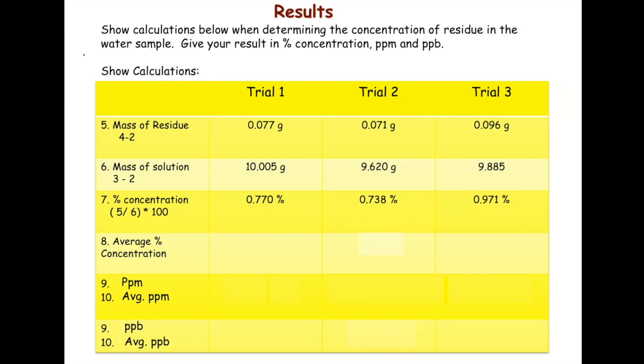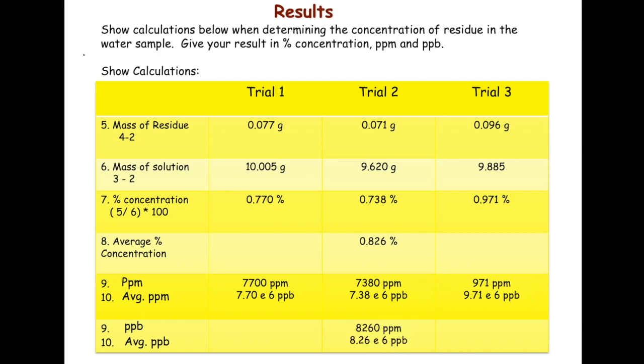It's really off. Okay, and then when you do the ppm, all you've got to do is take 0.077 divided by 10.005 times a million or times a billion, and that'll get you these numbers. It's going to be bigger than the percent, but that's okay. And then parts per billion will also be a big number, but I want you to practice that. And that basically is your lab.